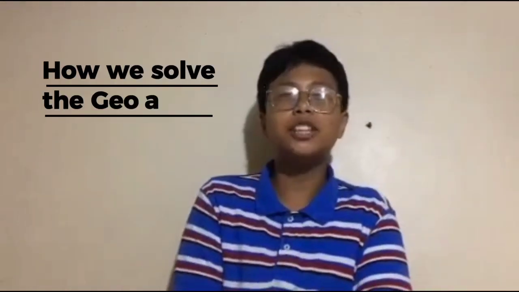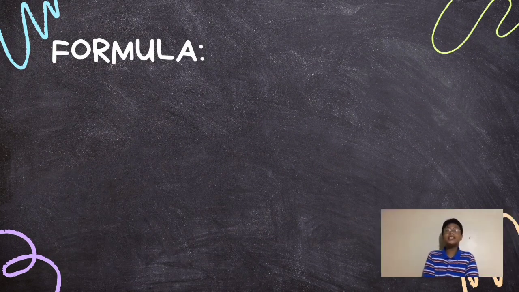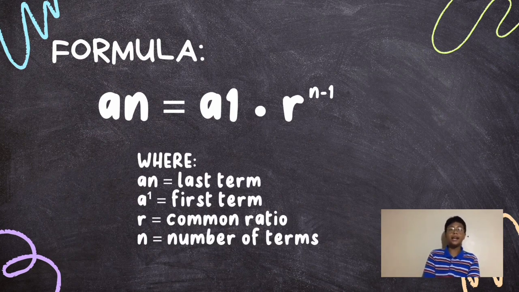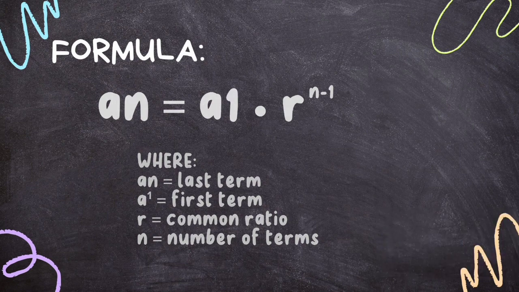So how do we solve a geometric sequence? This is the formula of the geometric sequence: an equals a1 times r raised to n minus 1, where an is the last term, a1 is the first term, r is the common ratio, and n is the number of terms.